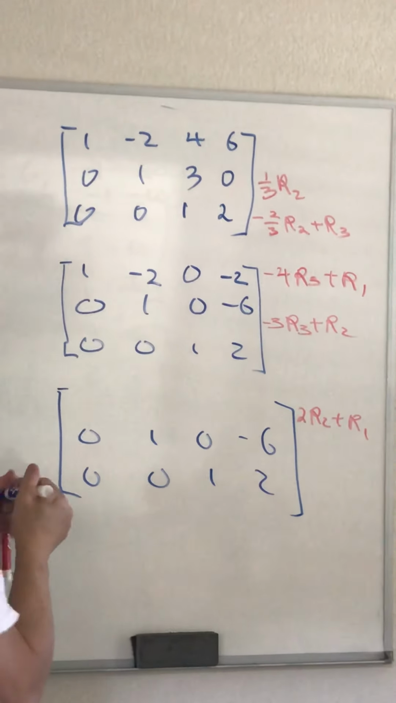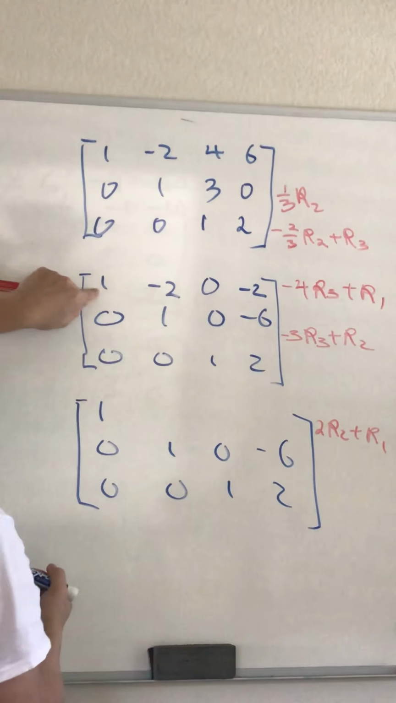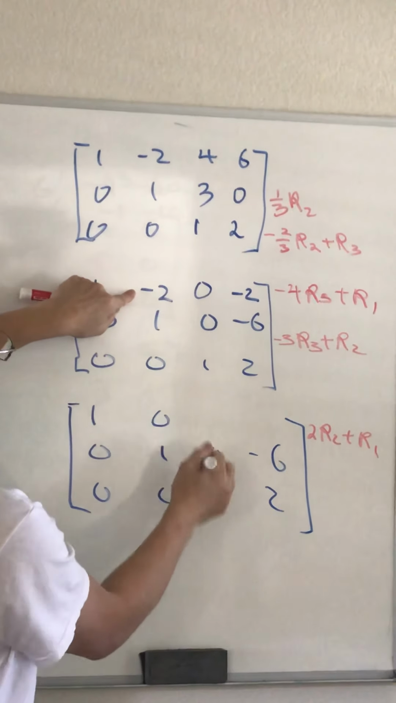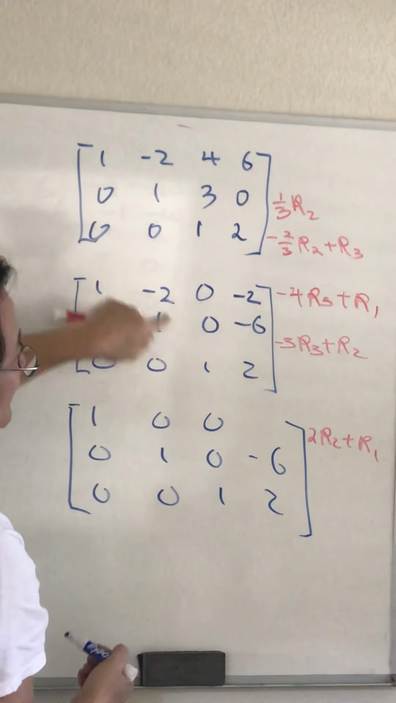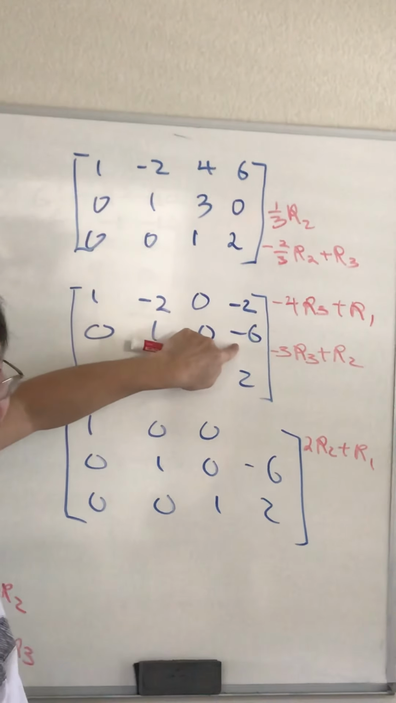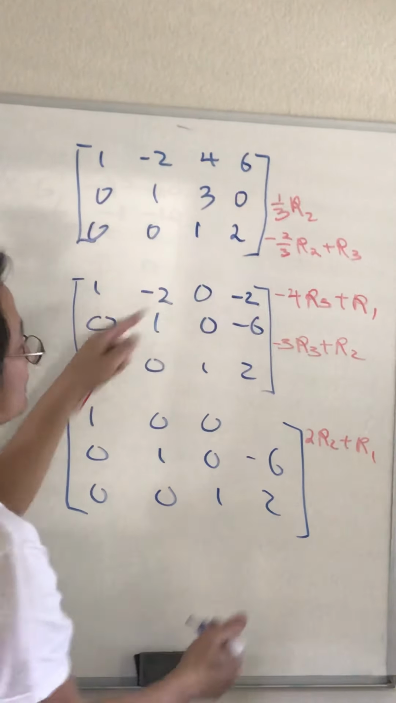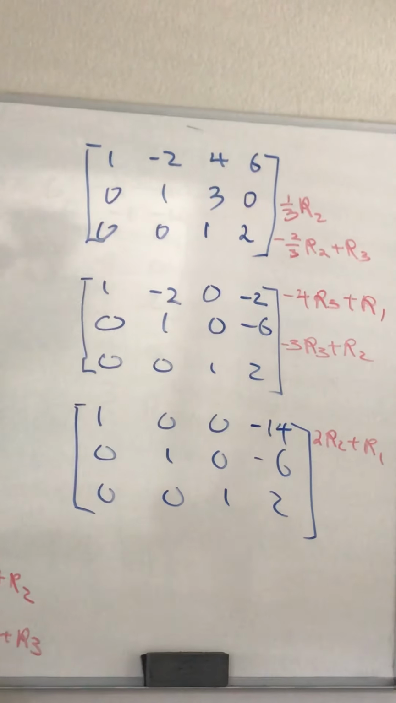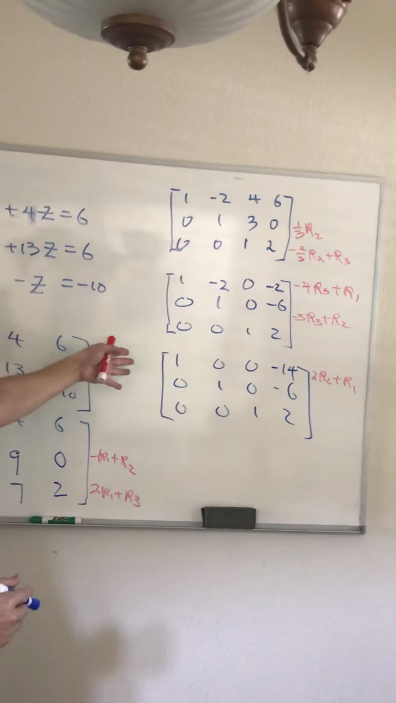All right, so now you get 2 times 0 plus 1 is 1. 2 times 1 plus negative 2 is a 0. 2 times 0 plus 0, that's a 0. Now 2 times negative 6 is negative 12, plus the negative 2, so that will be negative 14. Okay? Now, up to this point, we have the answer.